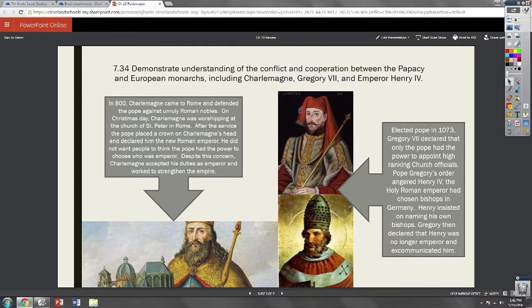Looking at the papacy and Emperor Henry IV, not as much of a positive relationship between those two. Elected Pope in 1073, Gregory VII declared that only the Pope had the power to appoint high-ranking church officials. Pope Gregory's order angered Henry IV. He was the Holy Roman Emperor, and he had been choosing bishops in Germany. Henry insisted on naming his own bishops. Gregory then declared that Henry was no longer emperor and excommunicated him.